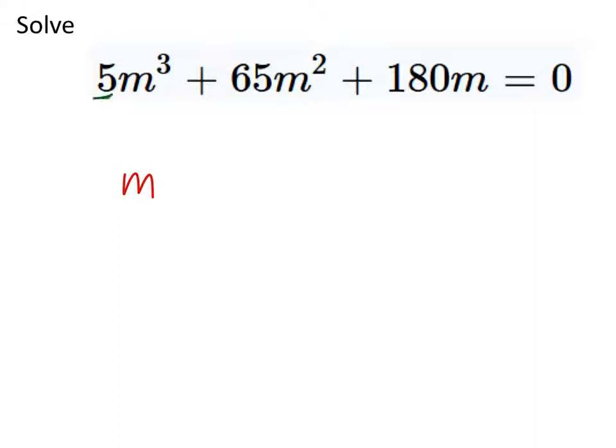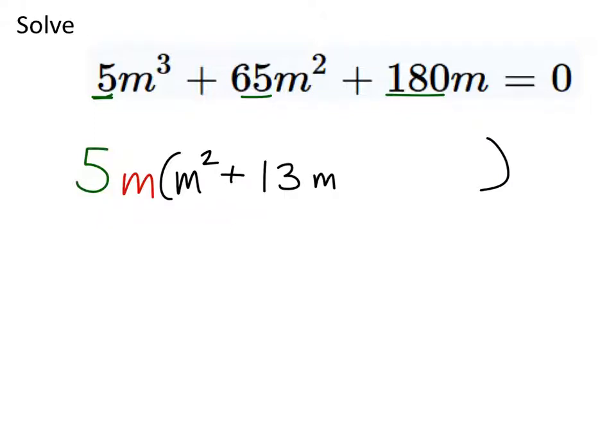But not only that, in the numbers, all three of these are divisible by 5, which means I can factor out from each of them at least a 5. And when I do that, right, the 5m cubed, I pulled the 5 out and one of the m's, so I'm left with m squared. From the 65, I pulled out a factor of 5, so I'll divide that by 5 and get 13. And from the m squared, I pulled out an m, which leaves me with just one m.